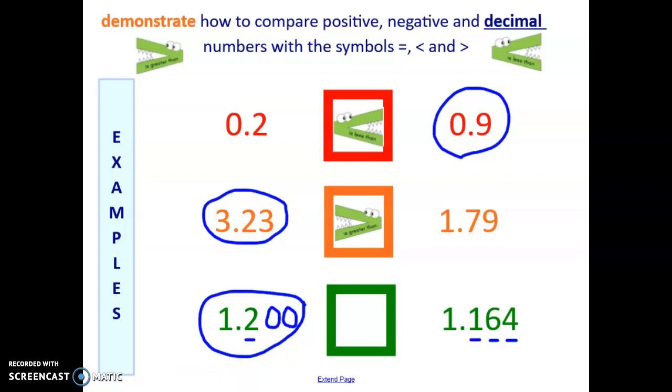And now I know that one's bigger, and this is what we were looking at last lesson, so I know some of you will be really good at this. I can use my inequality symbol. I can use my crocodile. So which one am I going to use? Which one is he going to eat? He's going to eat the one on the left, so I'm going to go for the is greater than symbol. And again, if I just look at the writing on my crocodile, I can see it says is greater than. So my mathematical statement says 1.200 is greater than 1.164.